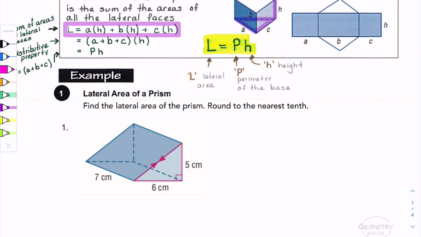Except we have one problem. We are missing this side length of the triangle. So before we can find the perimeter, we must calculate the missing side length.